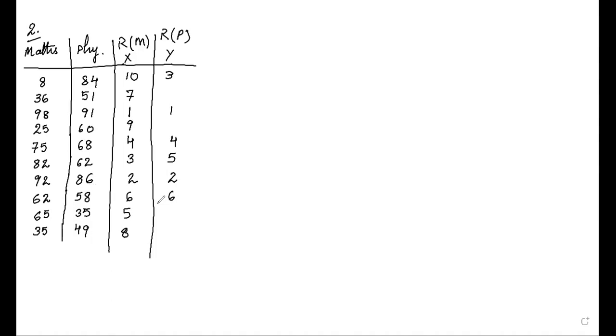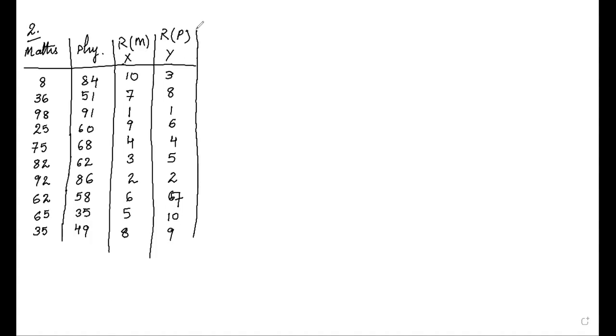No, after 62, 60 is also there. So it will be 6, and 58 is 7. Before 58, it will be 51, which will be assigned 8. Before 51, it will be 49, which is 9. And before 49, it will be 35, that is 10. So likewise, the ranks in X and Y are given. So we have obtained the ranks now.